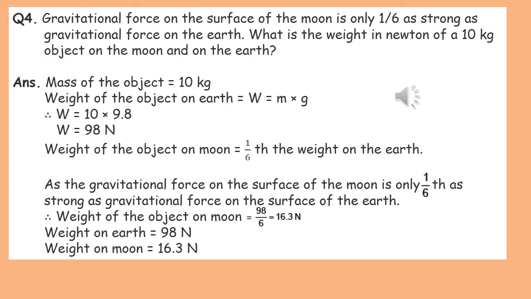Here note that the unit of weight is Newton, unit of weight is not kg, unit of mass is kg. So weight of the object on moon is 1/6 the weight of the object on earth. As gravitational force on the surface of moon is only 1/6, so weight of the object on moon will be 98 by 6, that is 16.3 Newton.